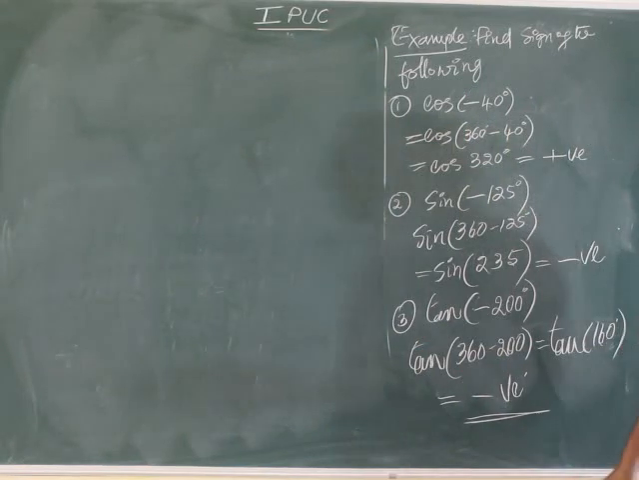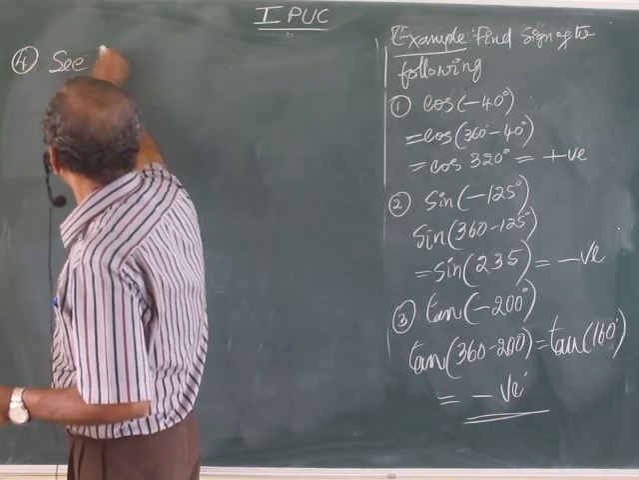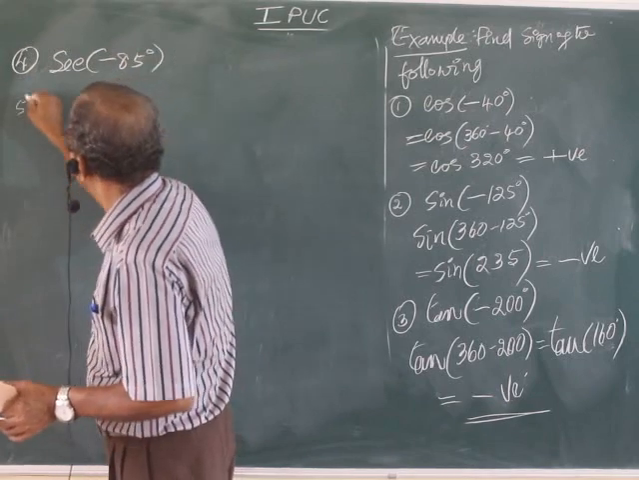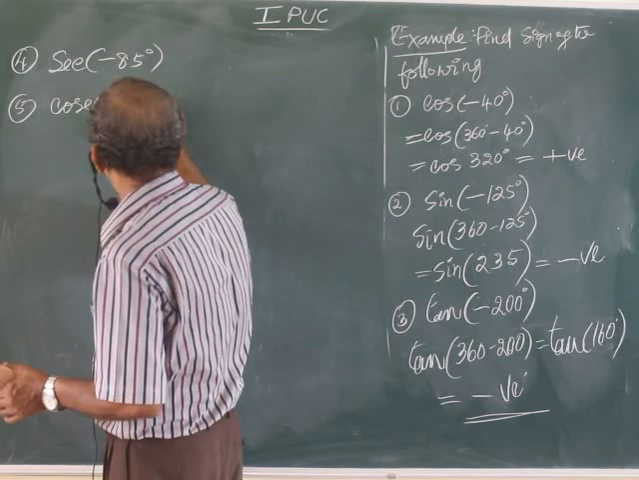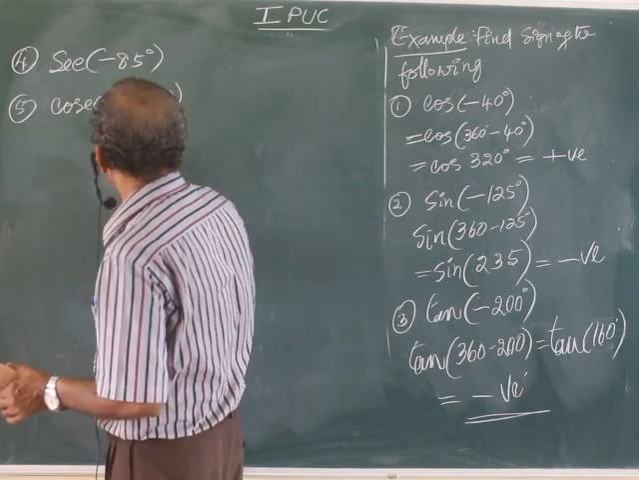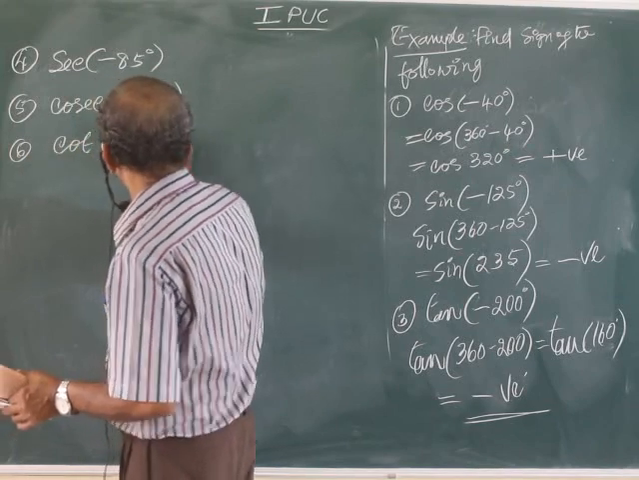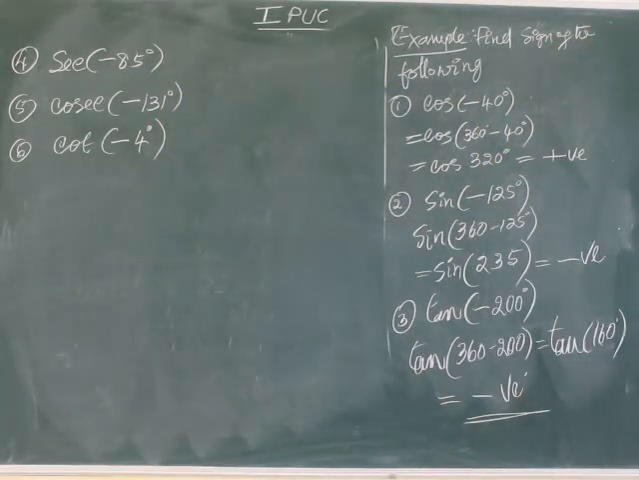Deciding the sign of the function. Right? Next, fourth one is secant of minus 85 degree. Cosecant of minus 131 degree. Last one, cot of minus 4 degree.